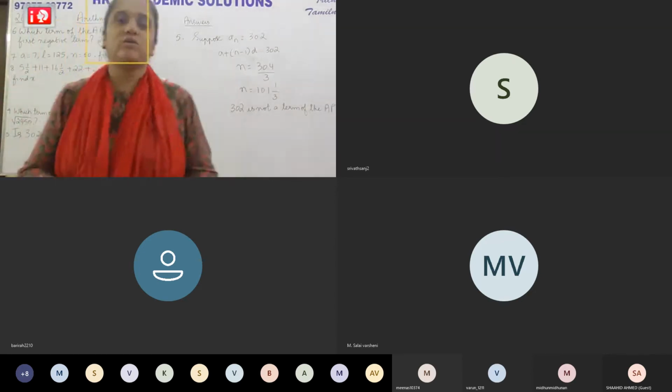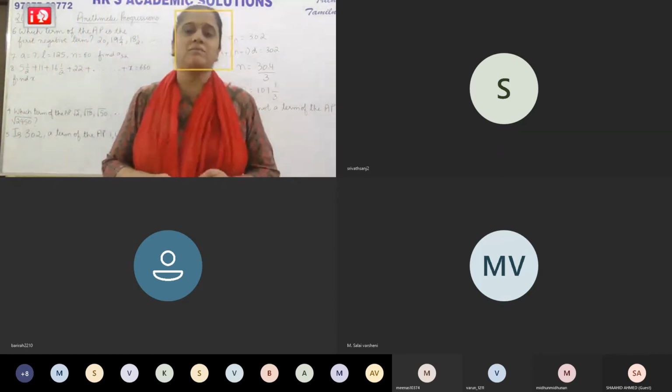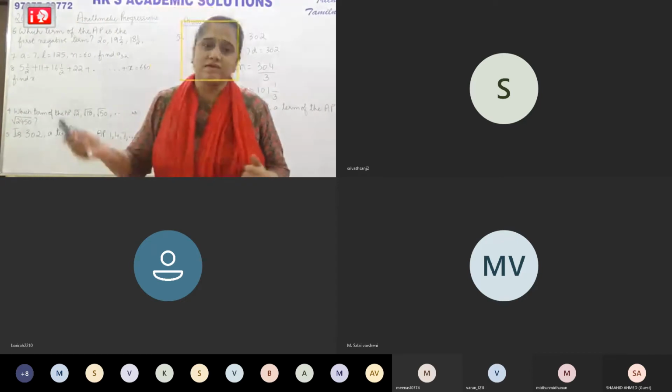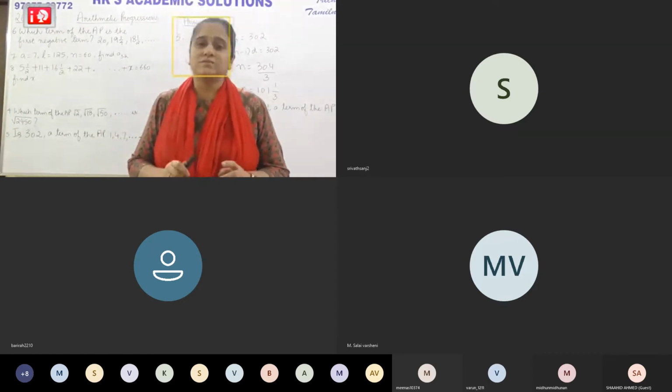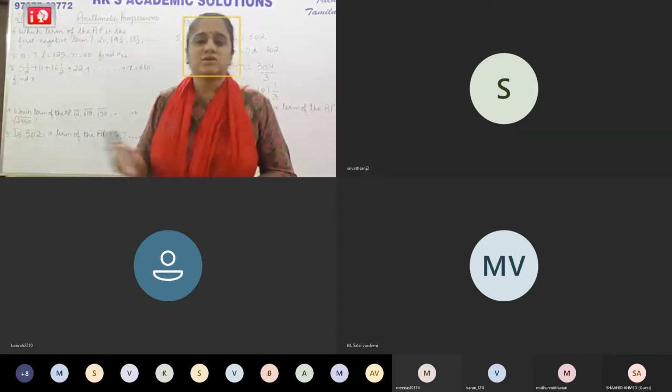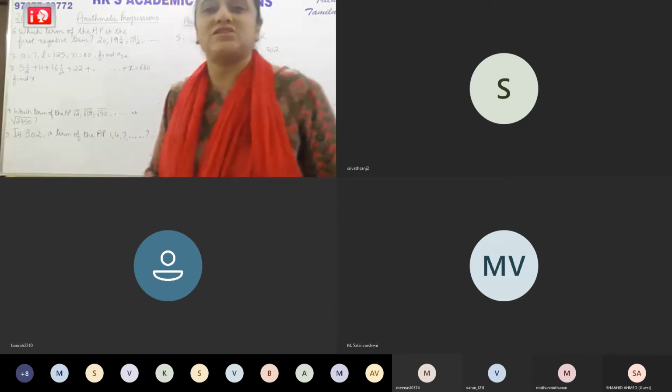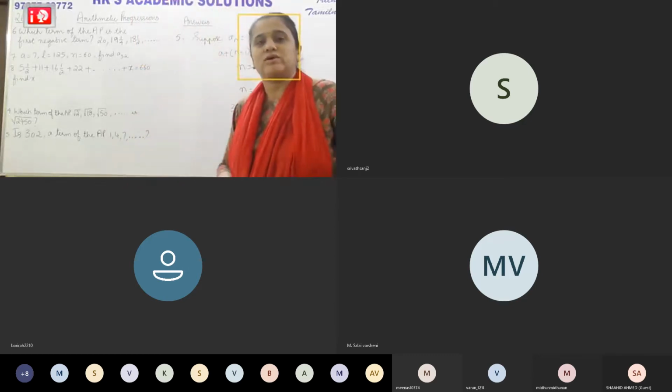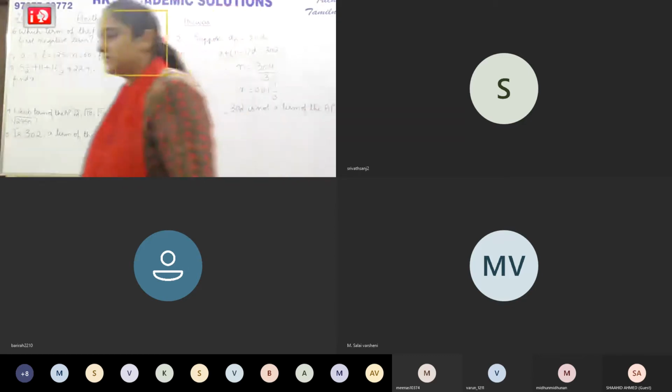n must be a natural number, any counting number: 1, 2, 3, 4, 5, and so on. It must be a counting number. So here n is not a counting number, it's not a natural number. So 302 is not a term of the AP.